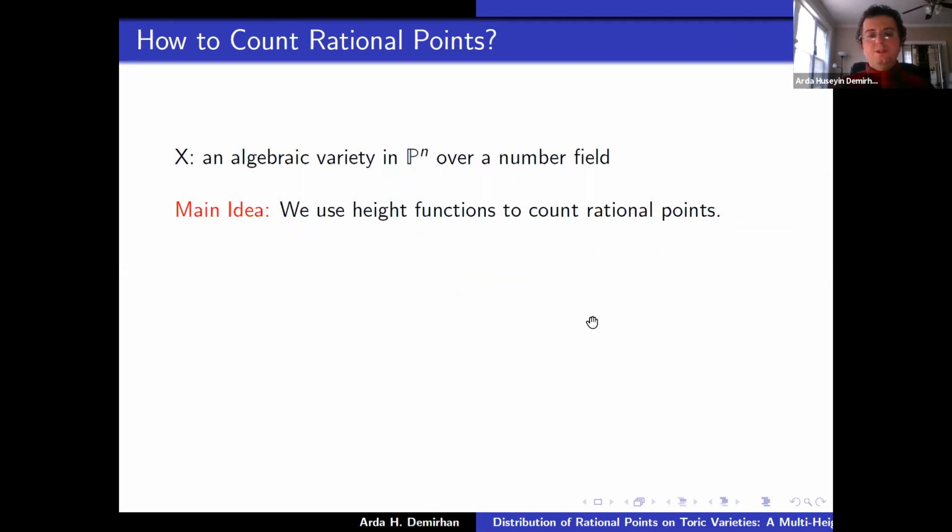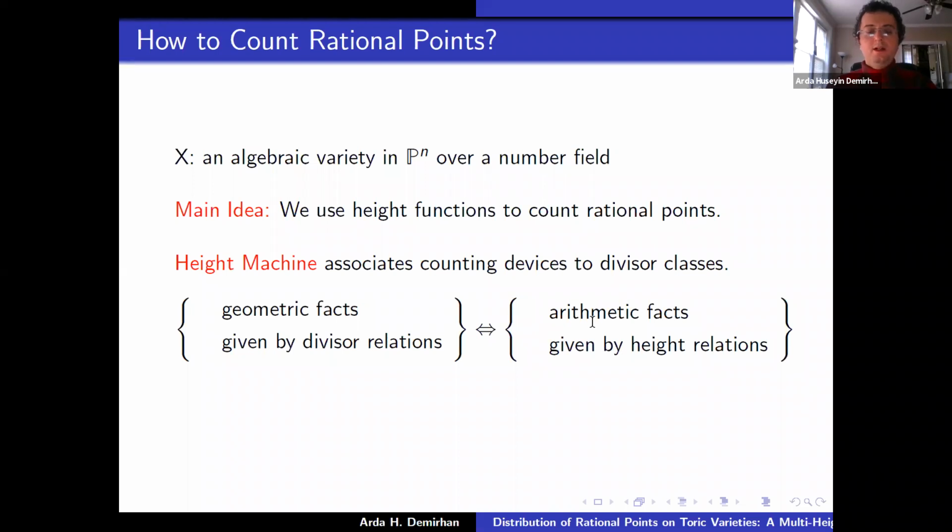To understand the distribution of rational points, we need to know how to count them. Say X is an algebraic variety in the projective space Pn over a number field, an algebraic extension of rationals. Then to count rational points, the main idea is to use height functions. Height functions are useful because one can translate geometric facts given by divisor relations to arithmetic facts given by height relations. It is like a dictionary.